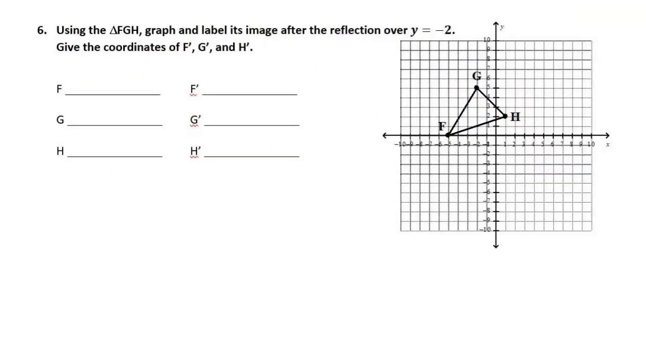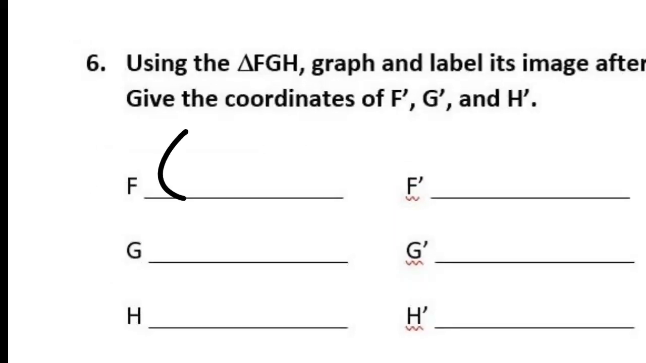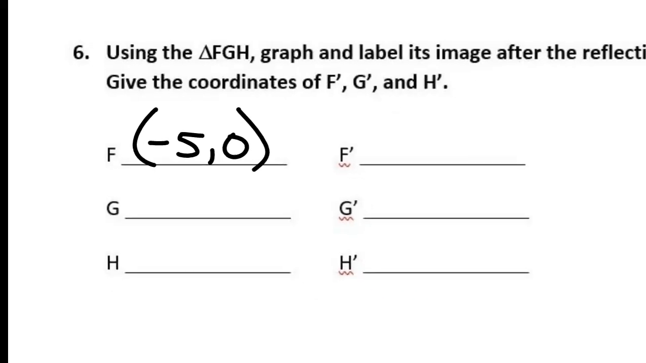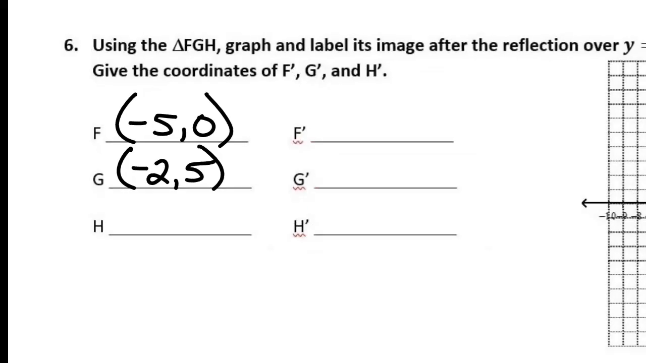Using the triangle FGH, graph and label its image after the reflection over y equals negative 2. So the first thing they give me, these 3 lines right here are for F, G, and H. This is not for a transformation. This is for me to write down the ordered pairs for the triangle that's already printed here. So F is at negative 5, 0. G is at negative 2, 5. And H is at 1, 2.